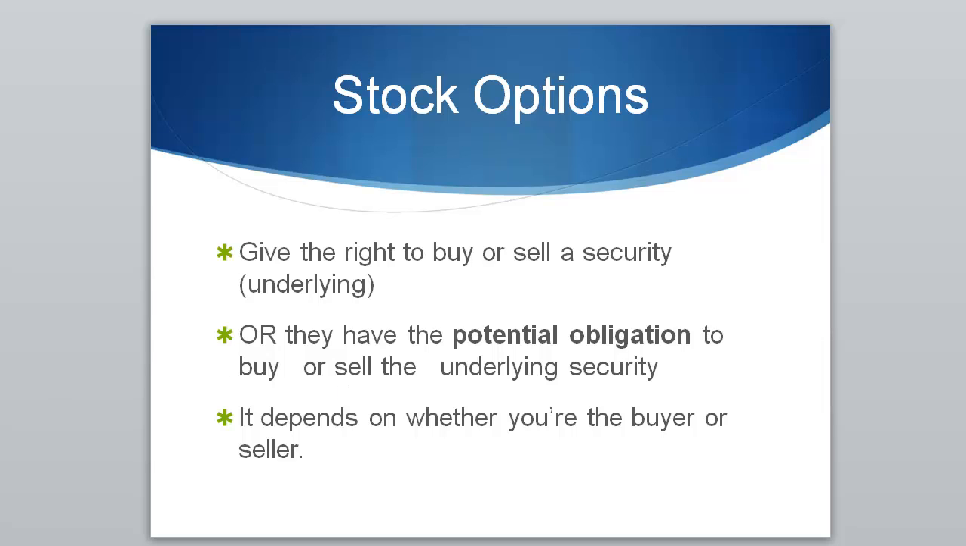So in summary, an option gives the owner the right to buy or sell a security, or the underlying. The option has potential obligation to buy or sell the underlying security. So if you own an option, you have the potential obligation that you might end up having to buy or sell that security. And it will depend on whether you're the buyer or the seller of an option contract.